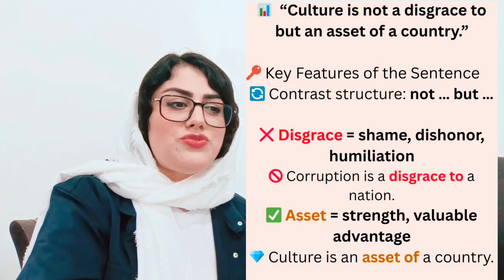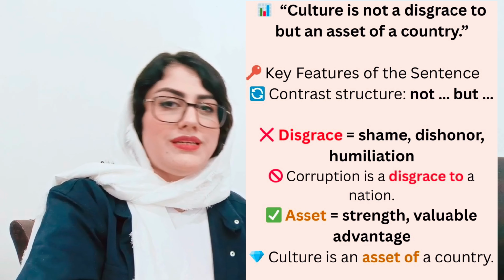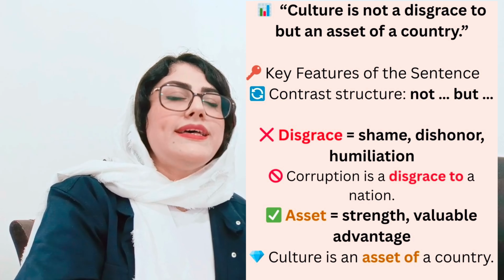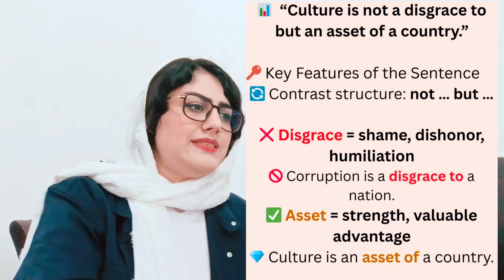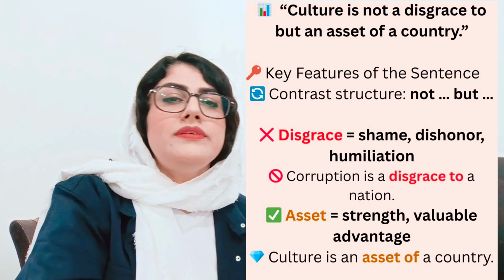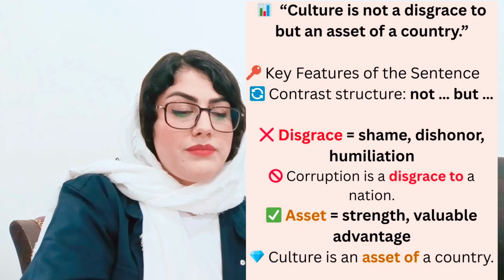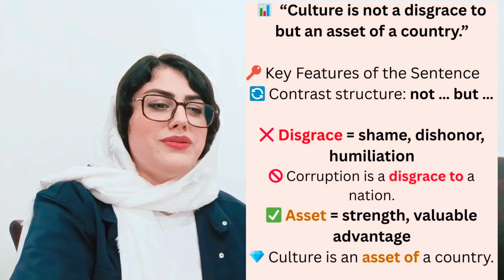First, notice the structure: not, but. Not a disgrace, but an asset. This is a classic way to show contrast. Instead of saying culture is valuable, the writer makes it stronger by saying it's not a disgrace, but an asset.